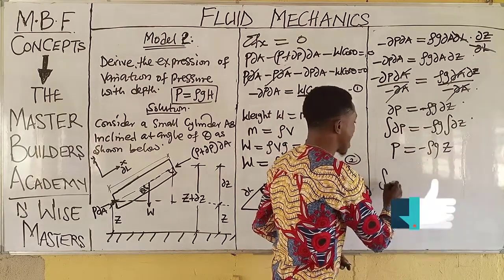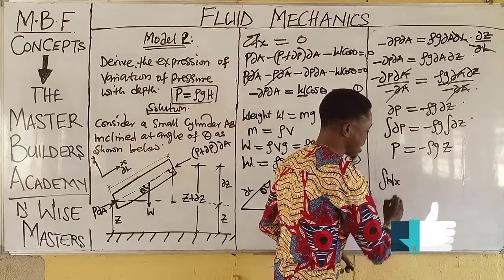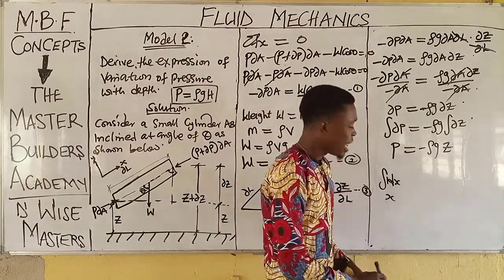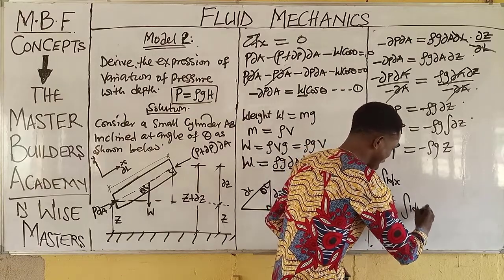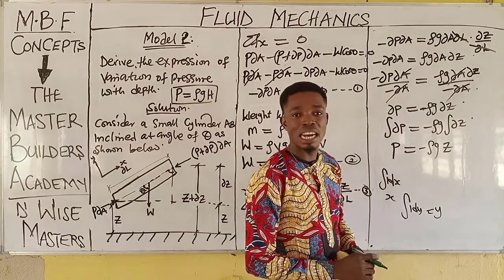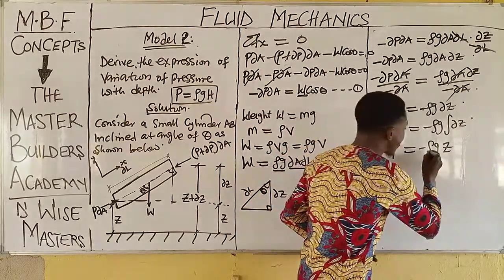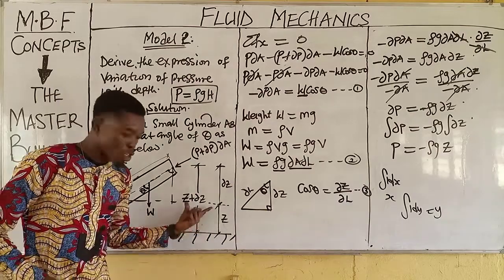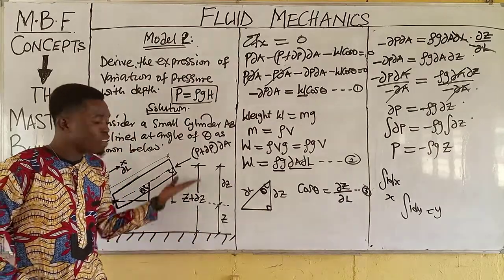Just the same way, if I have integral of dx, which is written as 1 dx, if I integrate 1 dx, I have x. If I integrate 1 dy, I have y. So if I integrate dz, then I have z. That's all. Now, at this point, we understand that our assumption was above the ground level.